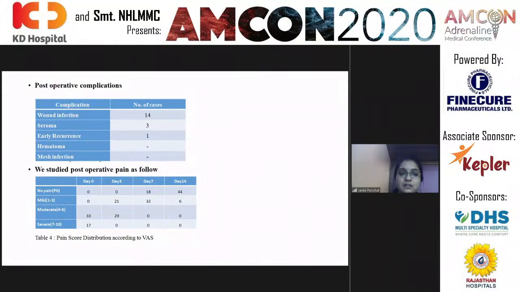Post-operative complications. Wound infection is seen in 14 cases, seroma in 3, and early recurrence in 1 case. Wound infection and seroma were all managed conservatively. Post-operative pain: in the immediate post-operative period, all the patients had moderate to severe pain, which decreased in 14 days, with 44 patients having no pain and 6 having mild pain.